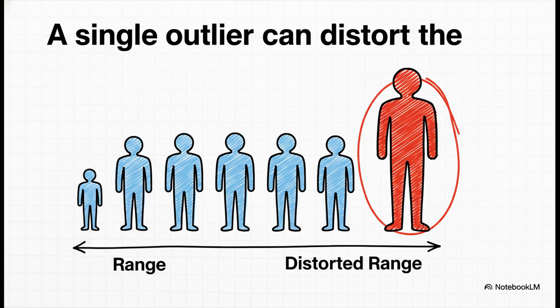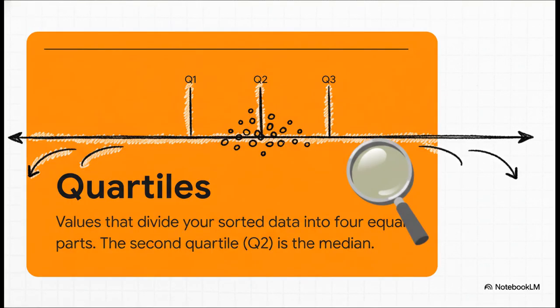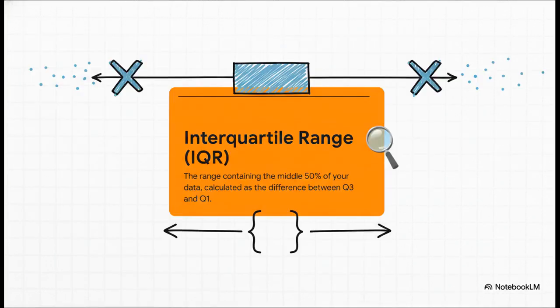So, what if we want to ignore those extremes and just focus on where most of the people are? Well, that's where quartiles come in. Just imagine you take all your data points and line them up in order, from smallest to largest. Quartiles are just the markers that chop that line into 4 equal chunks. And that second quartile, Q2, the one right in the middle, you already know that guy. That's the median.